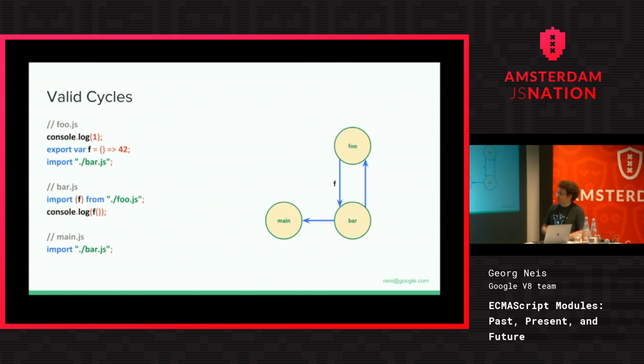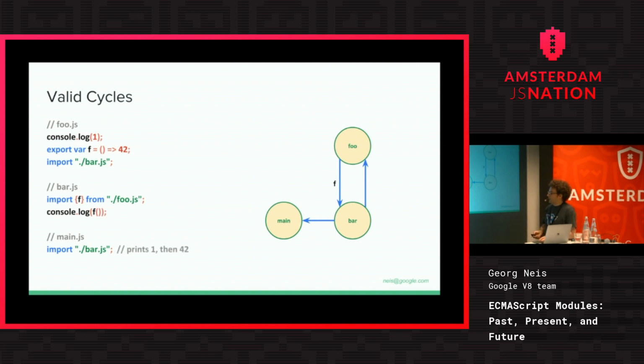And let's see what happens at evaluation. When we evaluate main, the first thing we do is evaluate bar. And when we evaluate bar, the first thing we do is evaluate foo. When we evaluate foo, the first thing we do is evaluate bar again, but bar is already in the process of being evaluated, so we will skip it at that time. And then we will run this code, so we will log 1, we will define function f, and eventually we will end up back here. We will print the result of applying f, and then we are done. So this will print 1, and then it will print 42.